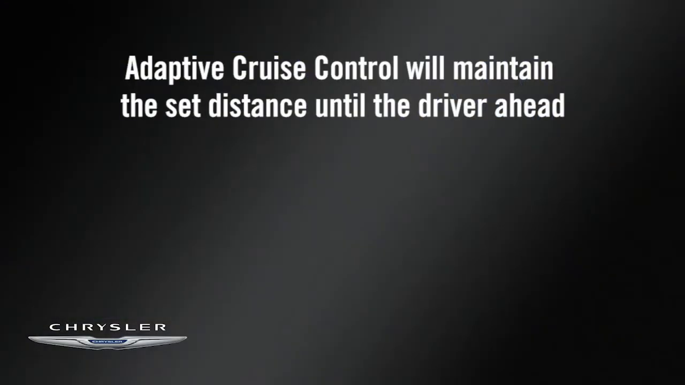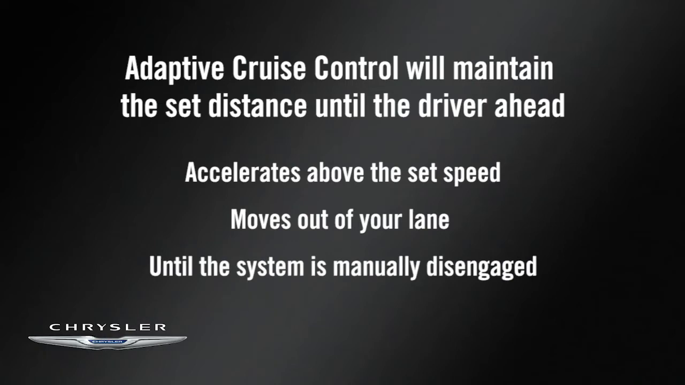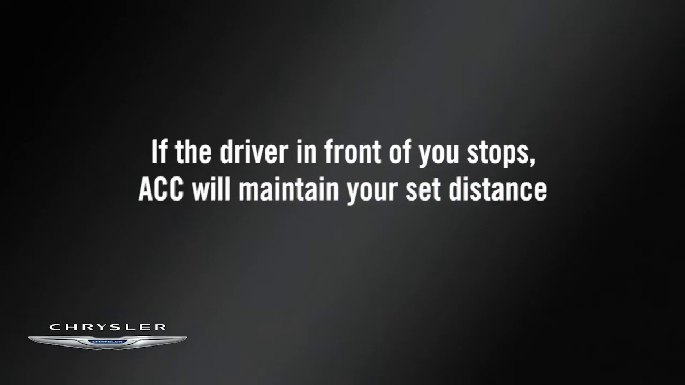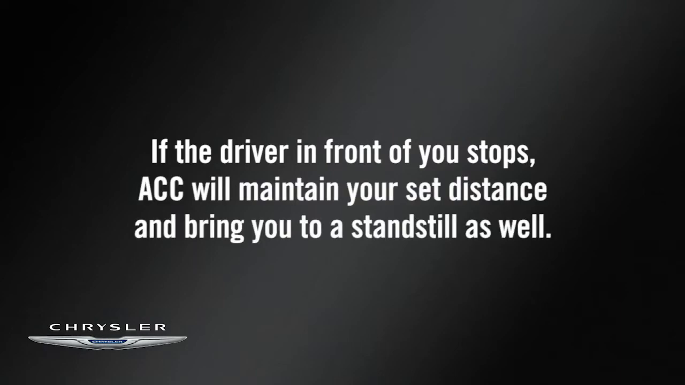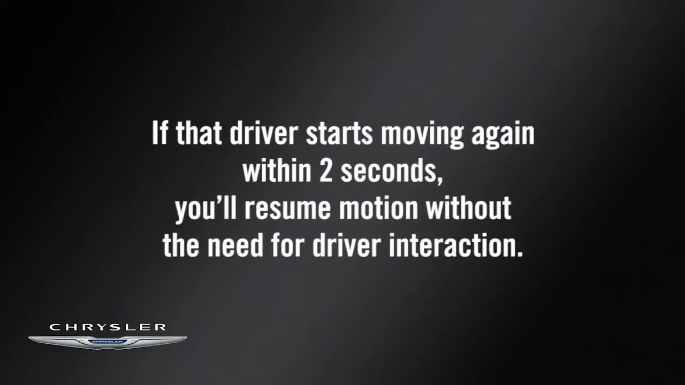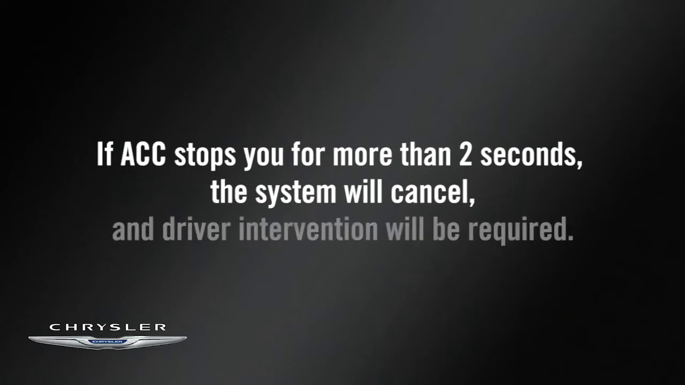The system will maintain the set distance until the driver ahead accelerates above the set speed or moves out of your lane, or until the system is manually disengaged. Now, if the driver in front of you stops, ACC will maintain your set distance and bring you to a standstill as well. If that driver starts moving again within 2 seconds, you'll resume motion without the need for driver interaction. If ACC stops you for more than 2 seconds, the system will cancel and driver intervention will be required.